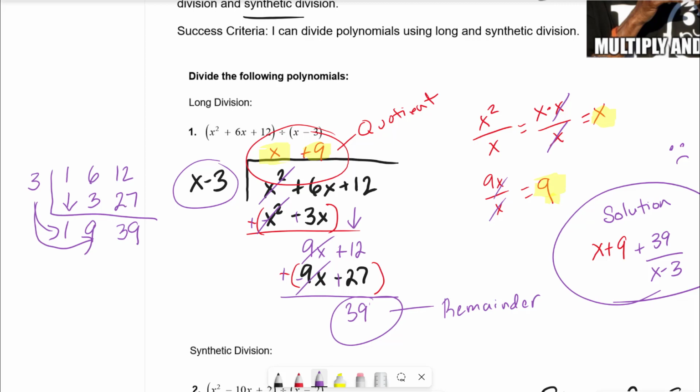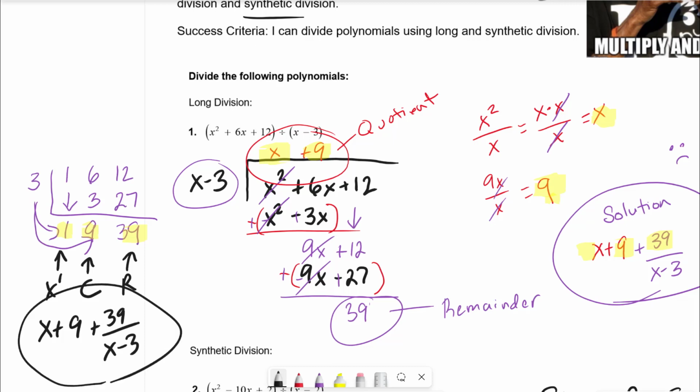And now hopefully we can start to see where we have a coefficient of 1, 9, and 39. What that shows me is that I have a remainder, a constant term, and an x term, a coefficient of x. So that shows me my answer being x plus 9 plus 39 divided by my original divisor, x minus 3.